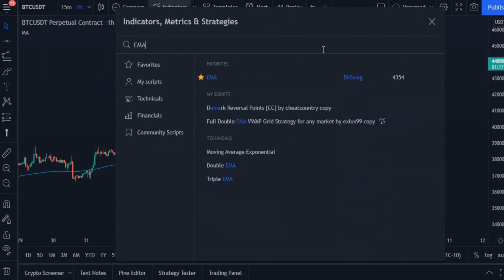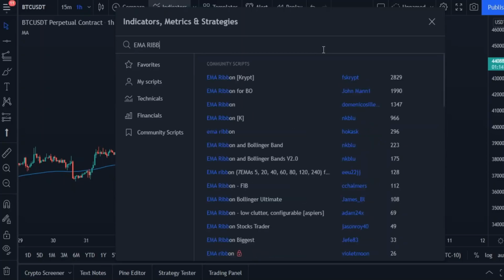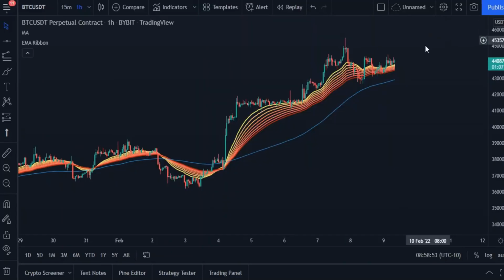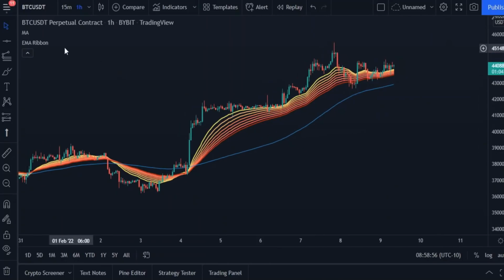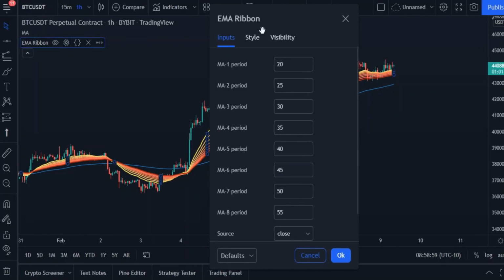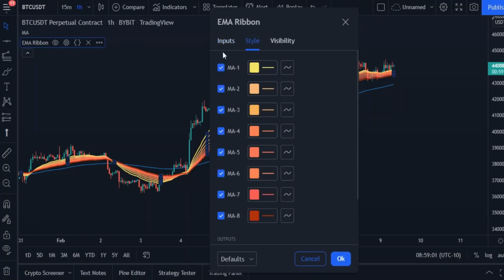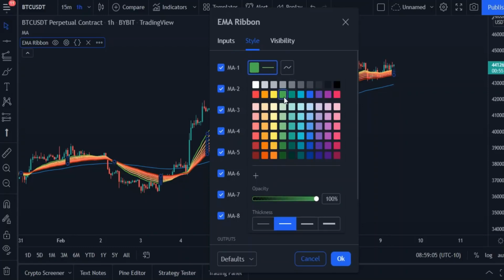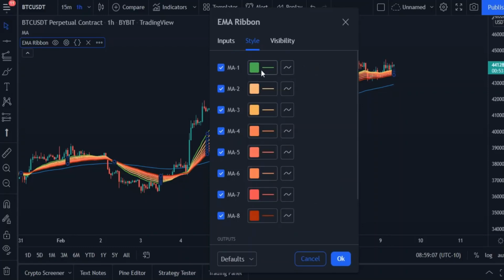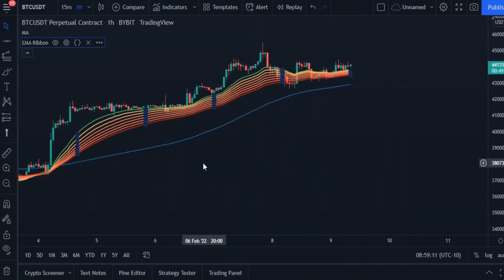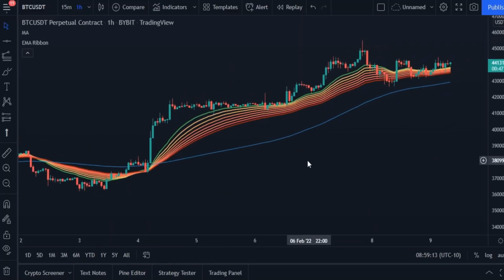In the search field, type EMA ribbon and choose the first one, which is created by FS Crypt. Now open EMA settings and go to Style. Change the first color to green, and I'll tell you why. And that's all we need now, some colored lines that will help us identify the entry and exit points.